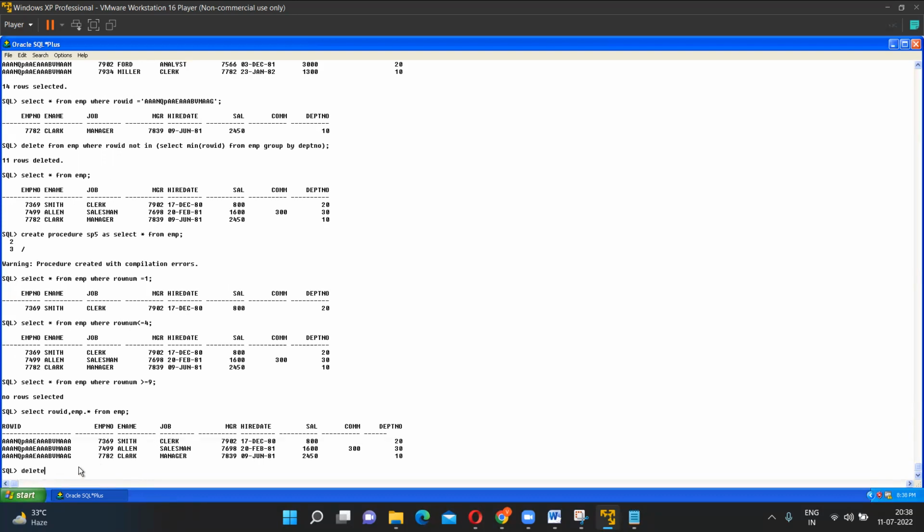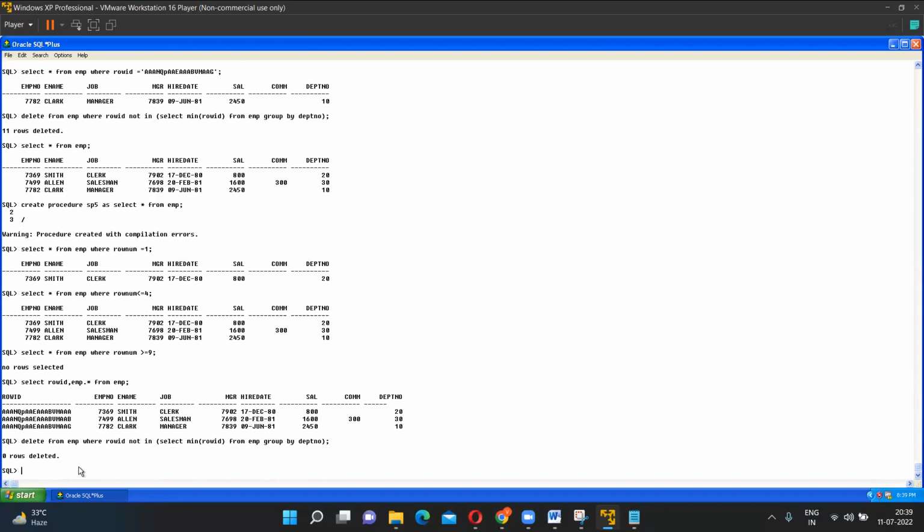And what I told you, how to delete the duplicate record. What is the query, guys? Delete from EMP where row ID not in what, guys? Select min of row ID from which table, guys? EMP, and then whichever table, group by department number column if I want. Okay. Here there is no duplicate, so it is coming 0 records.